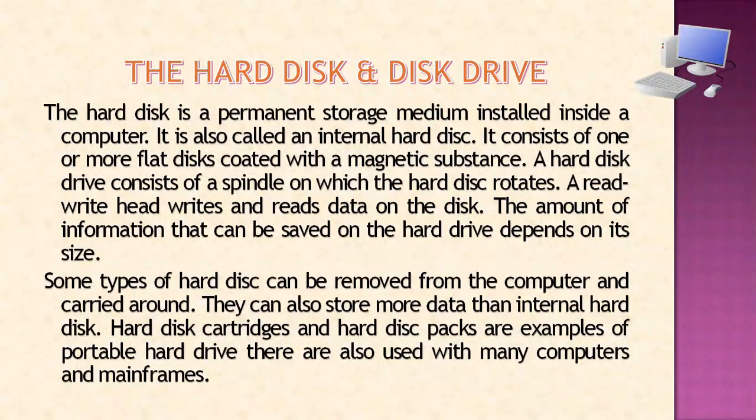The hard disk and disk drive. Hard disk is the permanent storage medium installed inside a computer, so it is the example of backup storage. So it is also called internal hard disk. It consists of one or more flat disks coated with a magnetic substance. Hard disk drive consists of a spindle on which the hard disk rotates. A read-write head writes and reads data on the disk. The amount of information that can be saved on hard disk depends on the size of the hard disk.